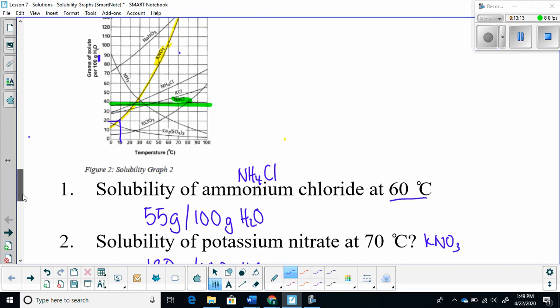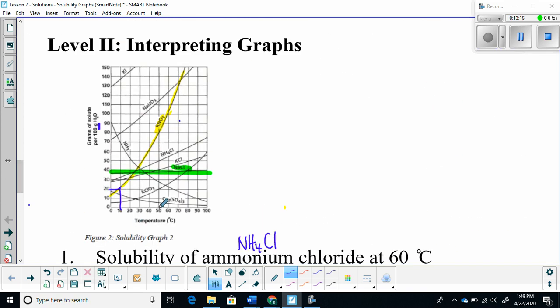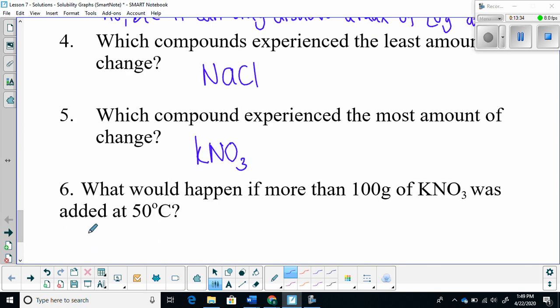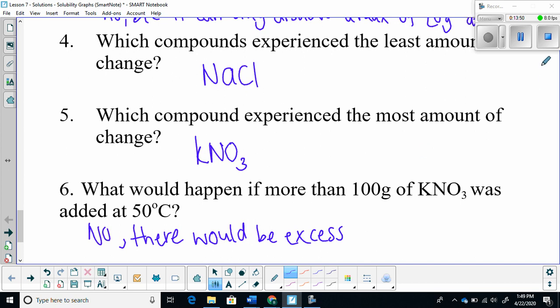Okay, so we're looking at our potassium nitrate, and we are looking at it at 50 degrees Celsius. I'm going to bring my line up. At 50 degrees Celsius, it looks like it can take about a maximum of 80 grams per 100 grams of water. So would it be able to fully dissolve 100 grams? No, it would not. There would be excess, and that excess compound would not be able to dissolve.